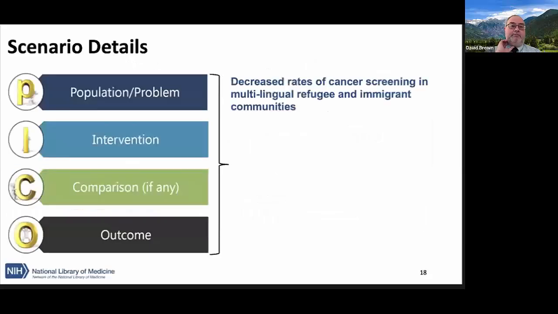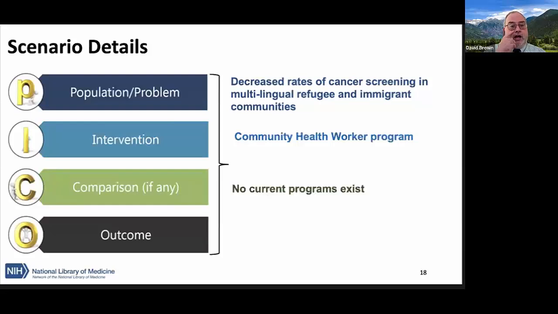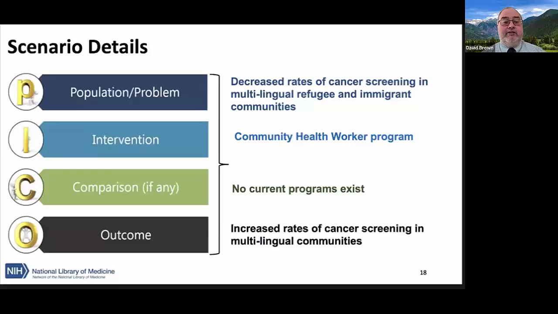So the problem, like I say, is our decrease in rates of cancer screening in multilingual refugee and immigrant communities. Our intervention is our community health worker program. Our comparison is there's no program that exists. Again, you don't necessarily have to say that, because nothing means nothing, at least in my world. And the outcome is the increased rates of cancer screening in multilingual communities. We want to see an increase in those screenings. So yes, it works out that way.